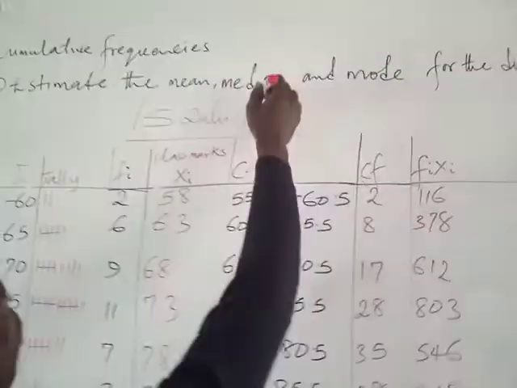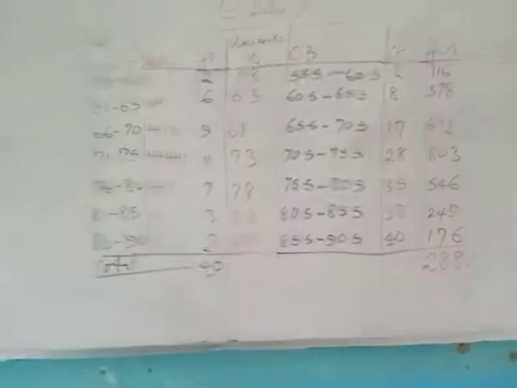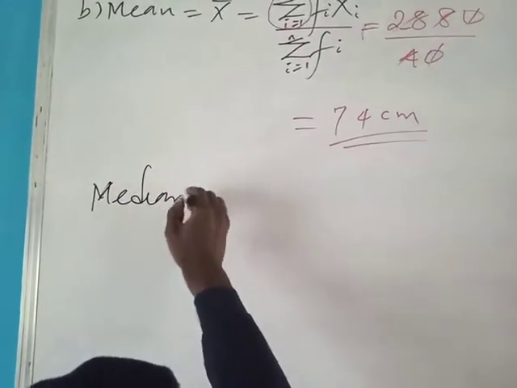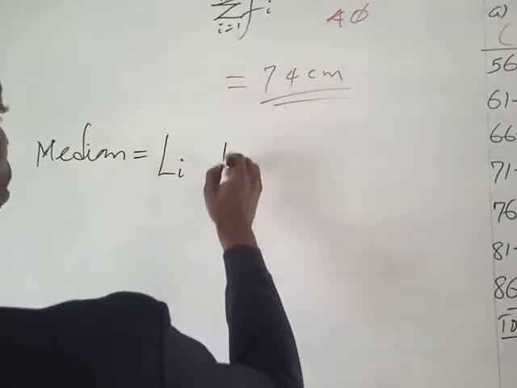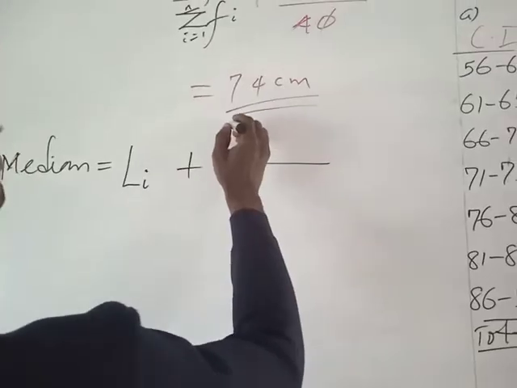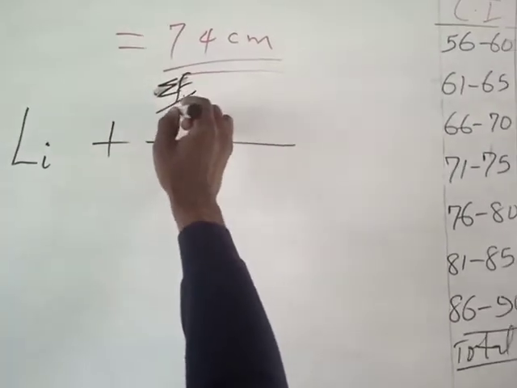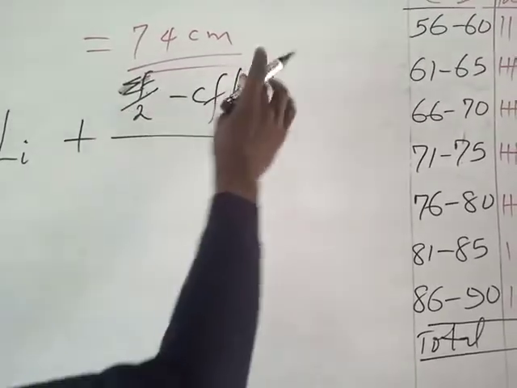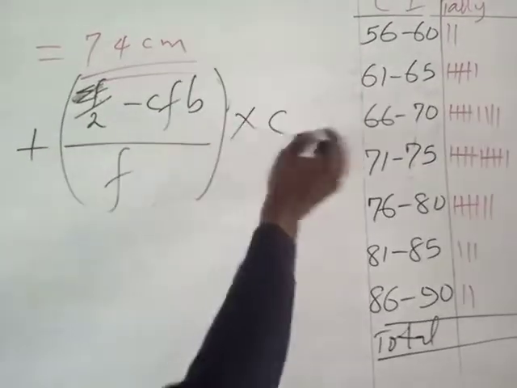So the next thing now is to calculate the median. So we have to calculate the median. So what is the median? The median is given by the formula Li plus, n, or summation f over 2, minus cumulative frequency before the median class, all over frequency of the median class, times c.